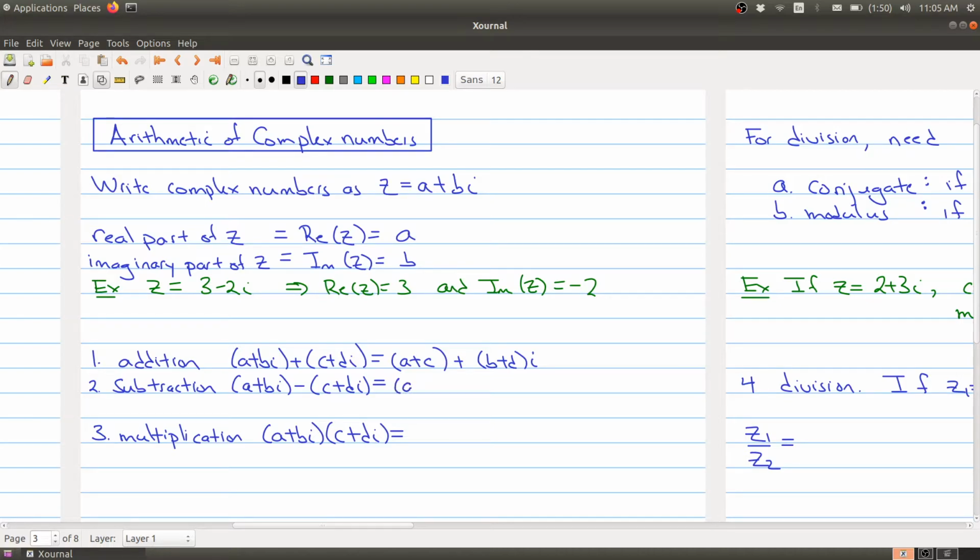Subtraction is done in the same way. You subtract the real parts of both of them, and then you subtract the imaginary parts of both of them, and that becomes your coefficient of i.